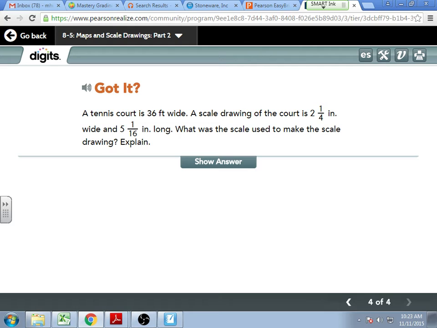Carrie, can you tell me how you got the scale? Has anyone found the scale? I have a question. Go ahead. Well, first, I just want you to see if I'm on the right track. I'm not finished. So what I did was I made the mixed numbers into improper fractions. So this will be 9/4, and then the other one will be 81/16.